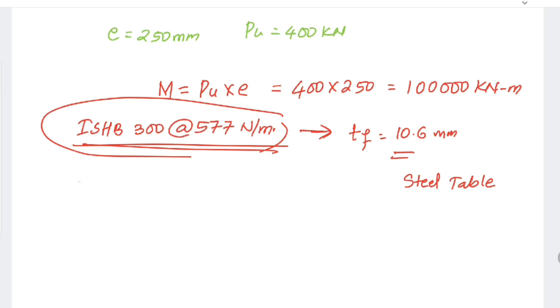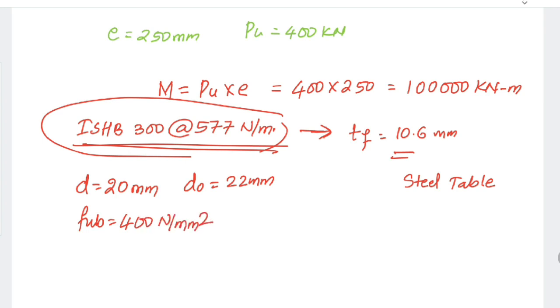The next is the diameter of bolt, which is given. It is an M20 bolt, which means the diameter of bolt is 20 mm, and the diameter of hole, d0, is equal to 22 mm. fub, the grade of bolt, is 4.6 grade. And fu is the ultimate strength of the steel section, that is 410 Newton per mm square. This is the given data for our calculation.